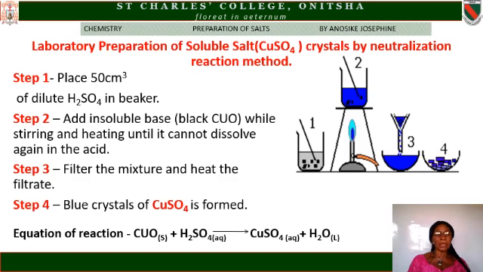Now when you look at this, you can see the various steps. We have just decided to give you an outline of how it happens. First stage, place about that amount of acid in the beaker. Second stage, you add the insoluble base while stirring. All those things I have explained before. Then the third stage, you filter the mixture and heat the filtrate to recover your crystals. Then the fourth one, you get your blue crystals, as you can see. Then remember to write the equation for the reaction, the base and the acid reacting to give you the salt and water.